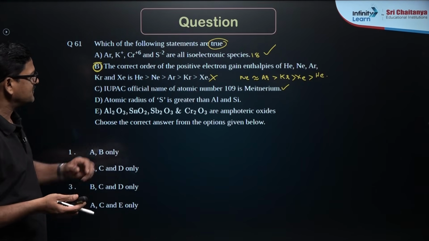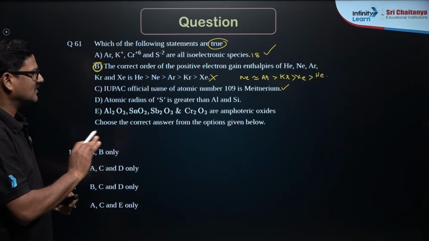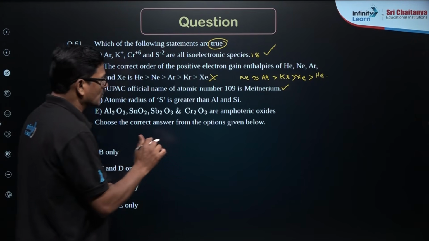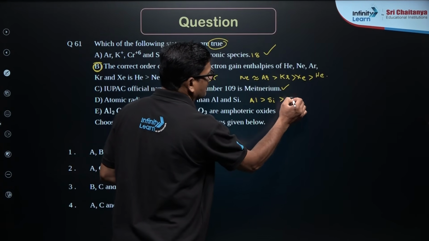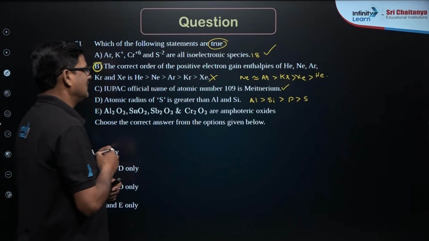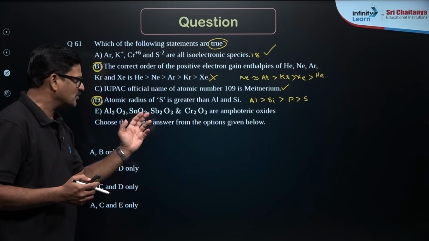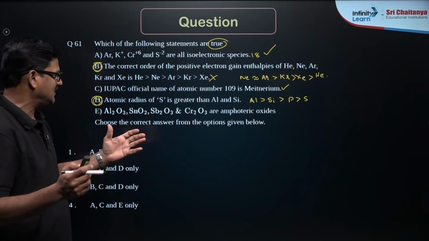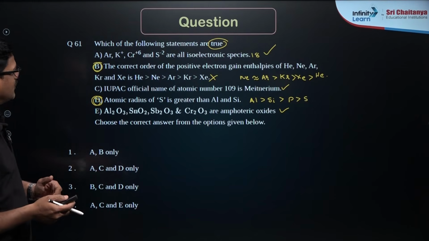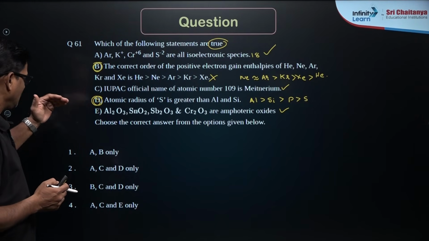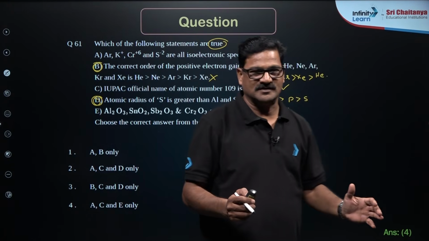And the atomic radius of sulfur is greater than aluminum and silicon. That is not correct. If you say, aluminum is greater than silicon, greater than phosphorus, greater than sulfur. So this is a wrong statement. And Al2O3, SnO2, Sb2O3 and Cr2O3 are amphoteric oxides, and this is a correct statement. Based on that, A, C, E are the correct statements. Option 4 is the correct answer for this question.